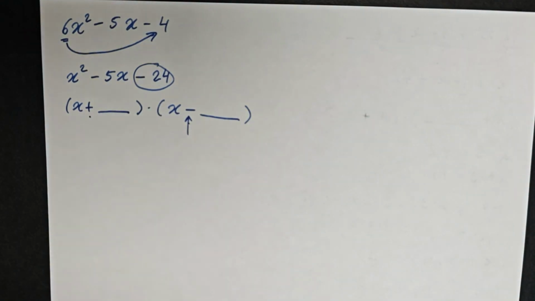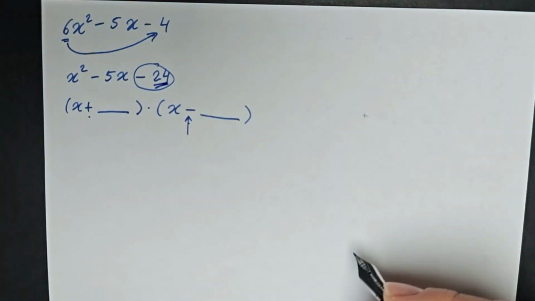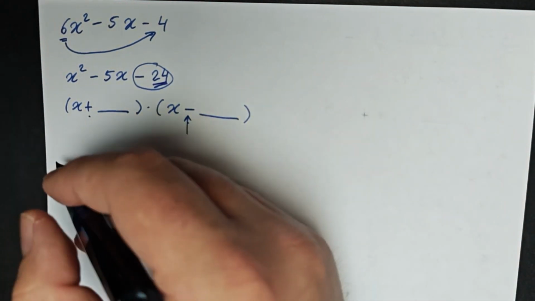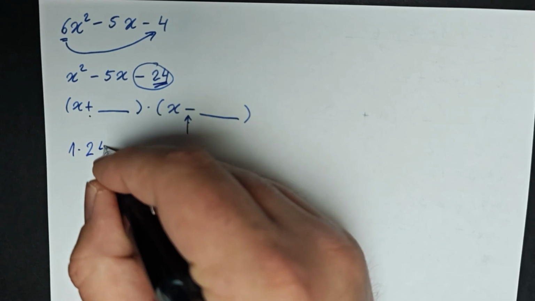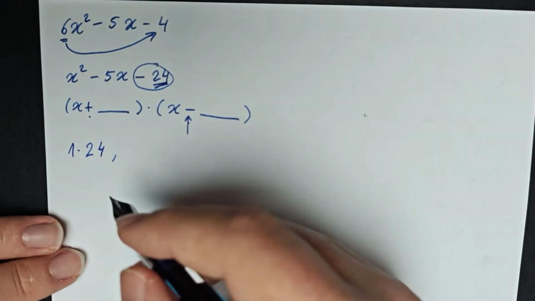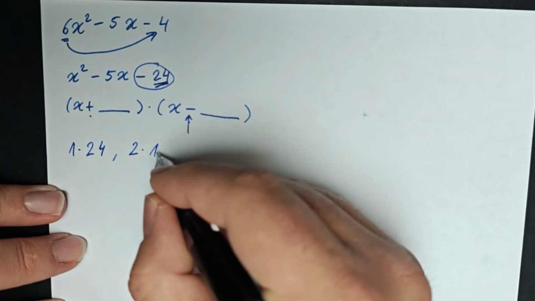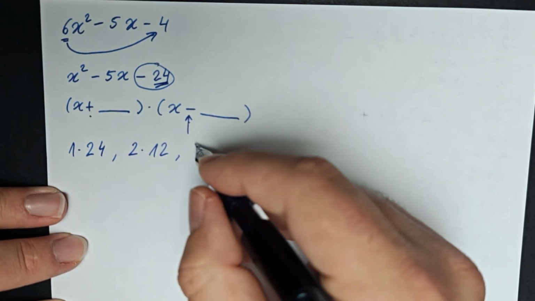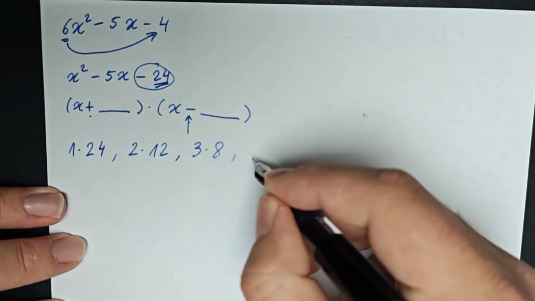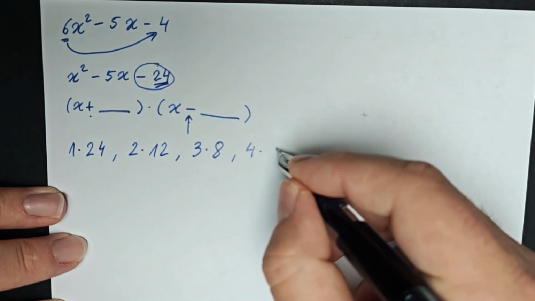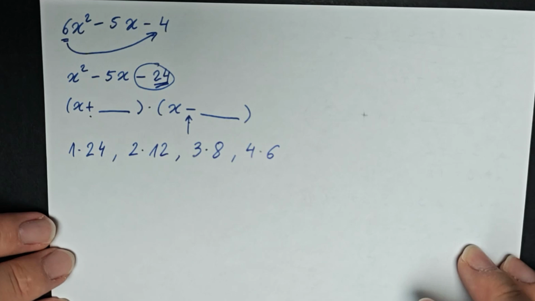So we are now looking for the two numbers which are going to multiply to 24. The first pair of these numbers is 1 multiplied by 24. Again, we are forming the list. The second pair is 2 multiplied by 12, the third pair is 3 multiplied by 8, and finally we have 4 multiplied by 6.